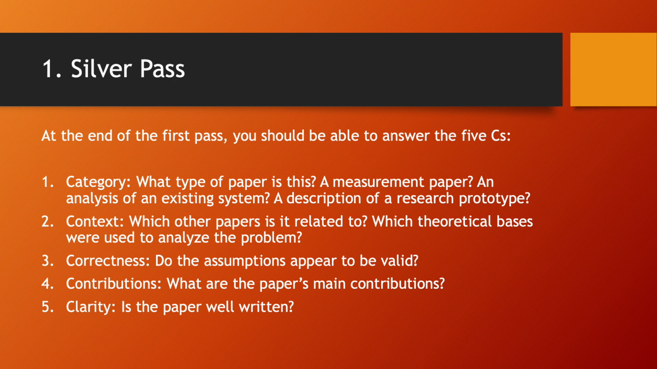At the end of the first pass, you should be able to answer 5 C's. First, category. What type of paper is this? A measurement paper, an analysis of an existing system, a description of a research prototype. Second, context. Which other papers is it related to? Which theoretical bases were used to analyze the problem?